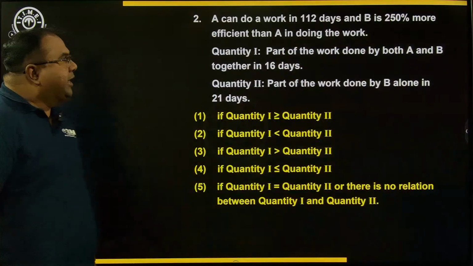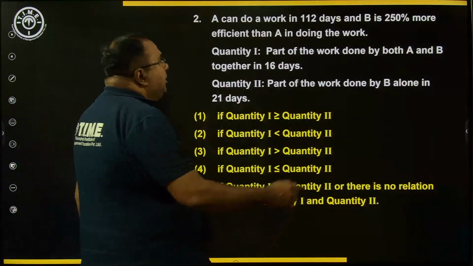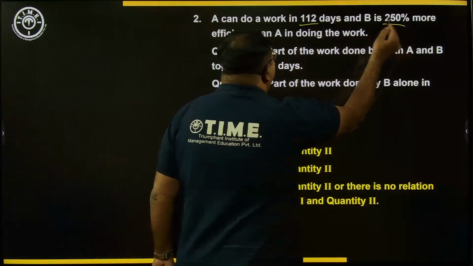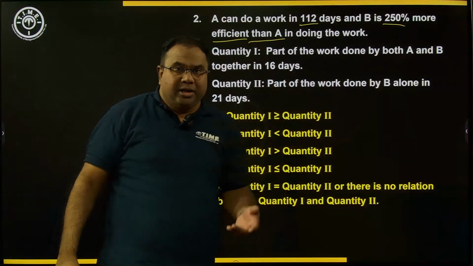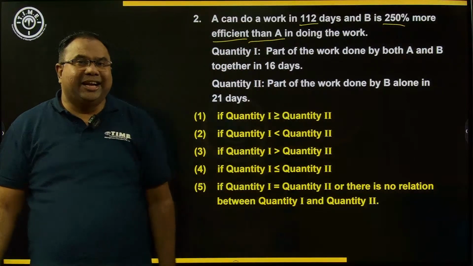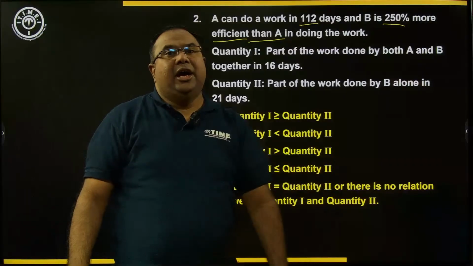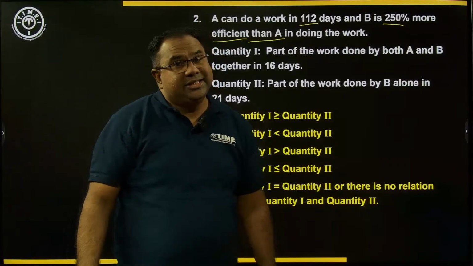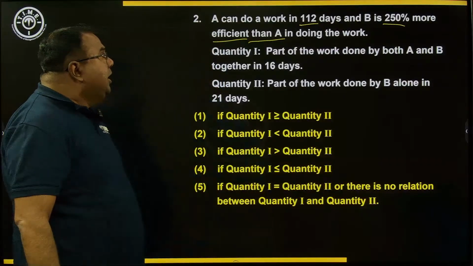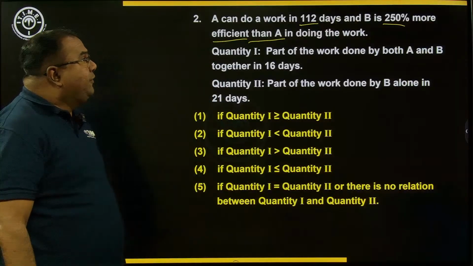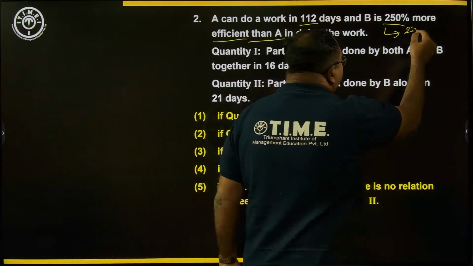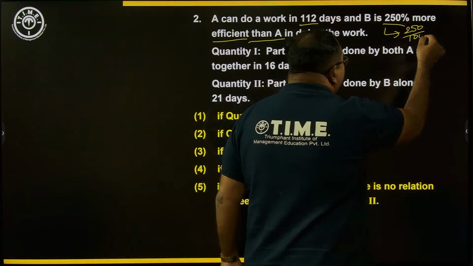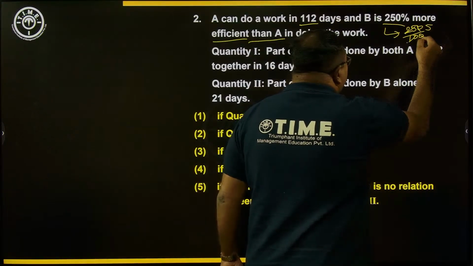A can do a work in 112 days. B is 250% more efficient than A. What is efficiency? Efficiency is nothing but rate of work. What is the rate of work? Work done in 1 day or 1 hour is called efficiency or rate of work. Right? Now, B is 250% more efficient than A. This 250% is it not 5 by 2? It is 250 upon 100.